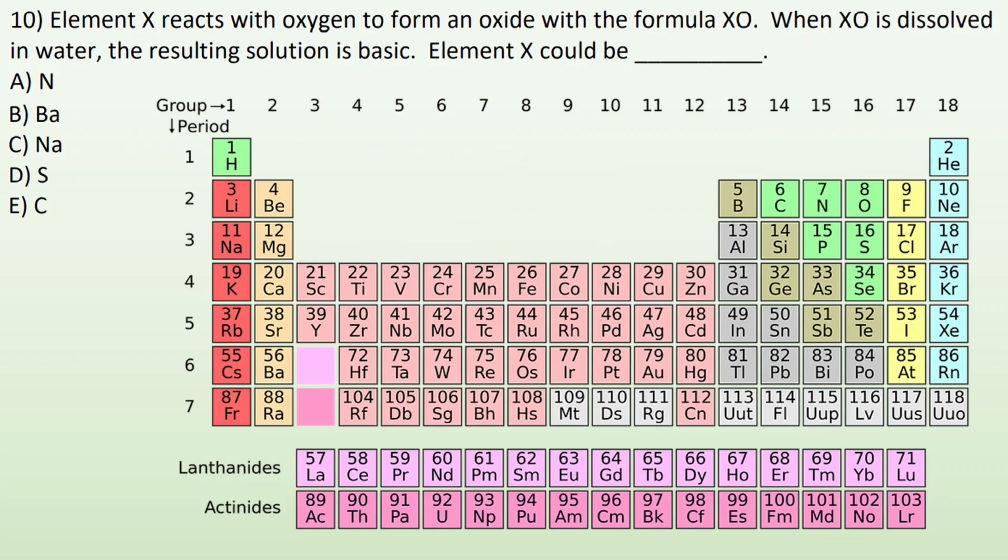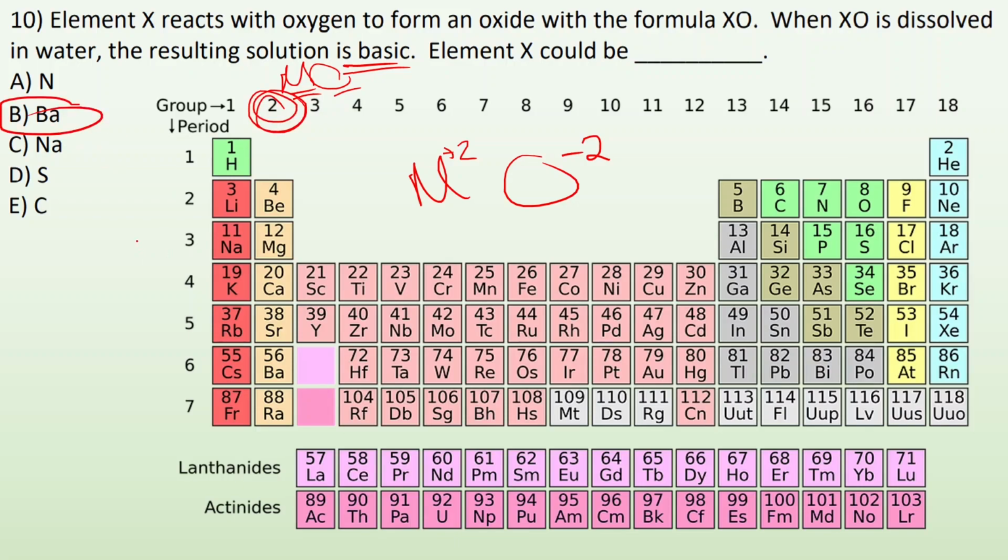All right, element X reacts with oxygen to form an oxide with the formula XO. When XO is dissolved in water, the resulting solution is basic. So, well, hey, if it's basic, I know that must be a metal oxide. So it's some sort of metal with the oxide ion, and if it's XO, well, oxygen I know is going to have a -2 charge, which means that metal has to have a +2 charge. So I'm looking for something in group 2. Best answer looks to be barium, the only option that is in group 2.